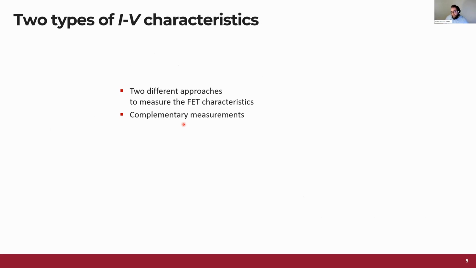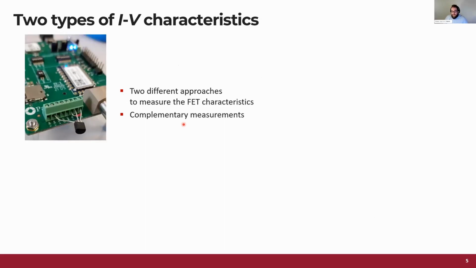There are two basically different approaches to measure them, and they're complementary, which means that you do either one or the second and you still get your information. Here you can see the EmStat Pico development board with a commercially available metal oxide semiconductor field effect transistor placed into the screw terminals. And then you can do two types of characteristics.